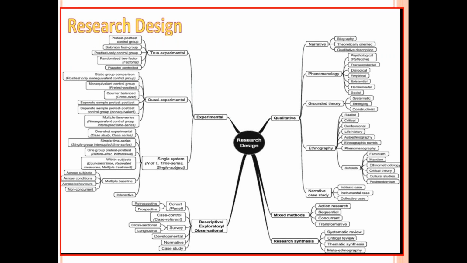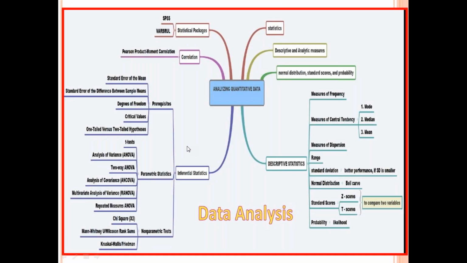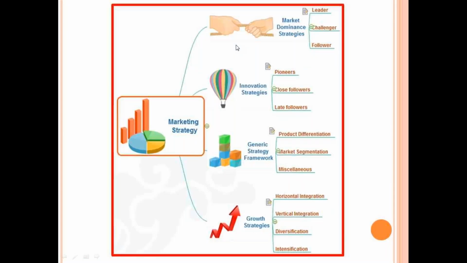And this is a mind map of various research designs that are available for researchers. So many kinds of research designs like experimental design, qualitative or descriptive. So all different methods are depicted in this particular mind map. And in this particular mind map, we are trying to showcase the two different branches of statistics, descriptive statistics and inferential statistics. And this particular portion gives general information about the statistical analysis.